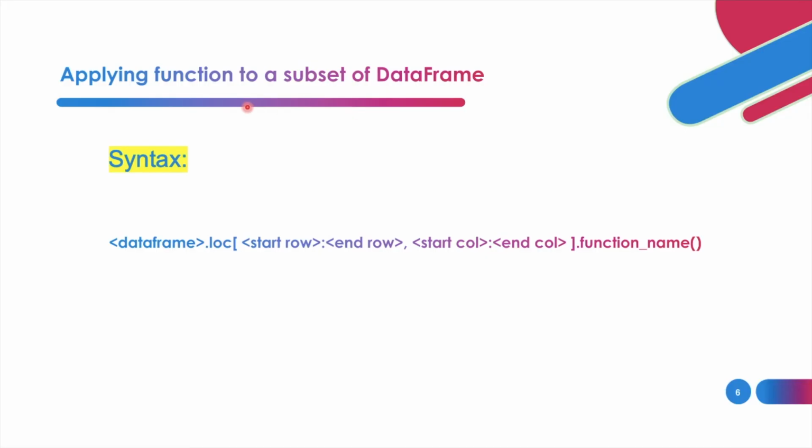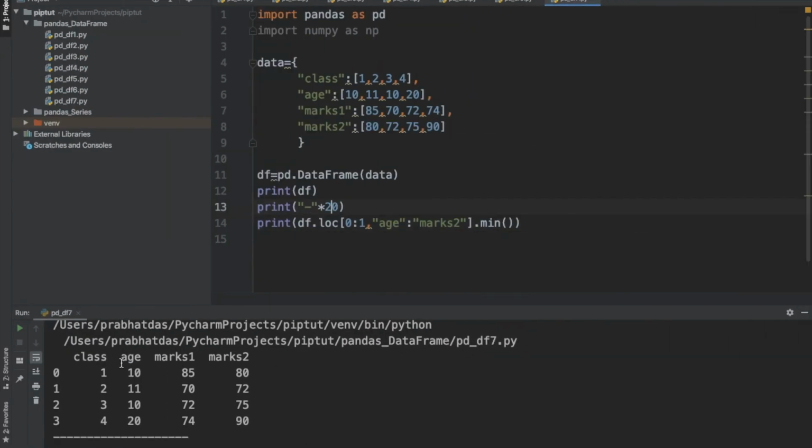In this example, we will apply a function to a subset of a data frame. That is, we will pass the row range as well as the column range. Let us understand this with an example. In this dataset, as you can see, we have columns class, age, marks 1 and marks 2, and we have row indexes 0, 1, 2 and 3. Now let's say I need to calculate the minimum value of rows starting from 0 to 1 and columns starting from age to marks 2. So I need to pass the first parameter, that is the row range, as 0 to 1, and the second parameter, that is from age to marks 2. This way I will be able to calculate the minimum value from rows 0 to 1 and columns age, marks 1 and marks 2.